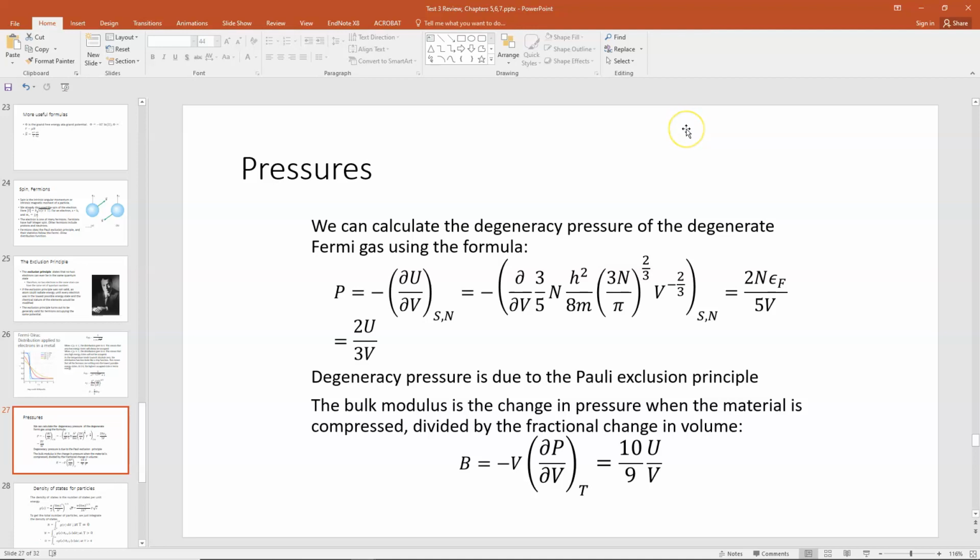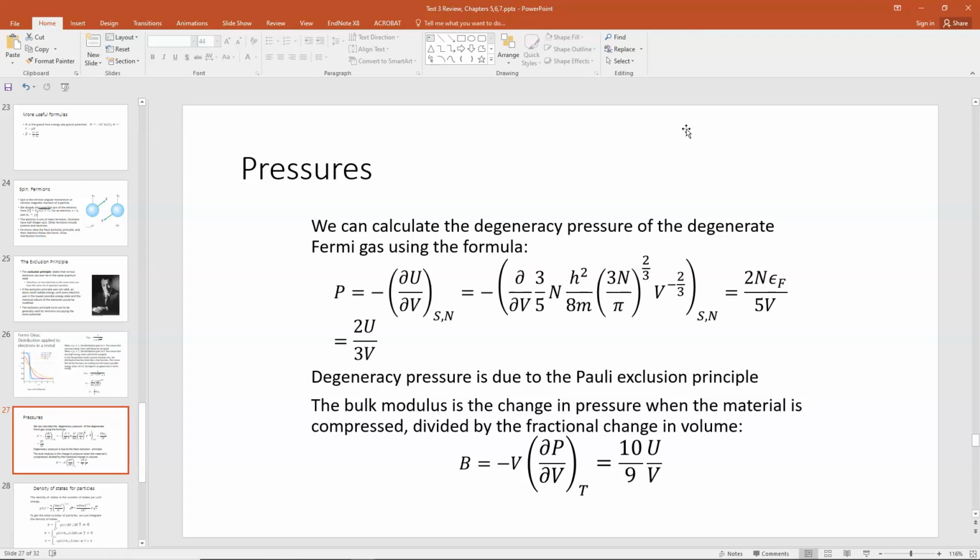We also calculated what we call the degeneracy pressure of a degenerate Fermi gas, and that was 2nE_Fermi over 5V, which is 2/3 U over V. And that degeneracy pressure is due to the Pauli exclusion principle. Basically, they just don't want to be crammed together anymore because they might collapse into the same quantum state. Now, the degeneracy pressure is ridiculously high. It's the kind of thing that you find in a white dwarf, okay? And we went over the white dwarf example.